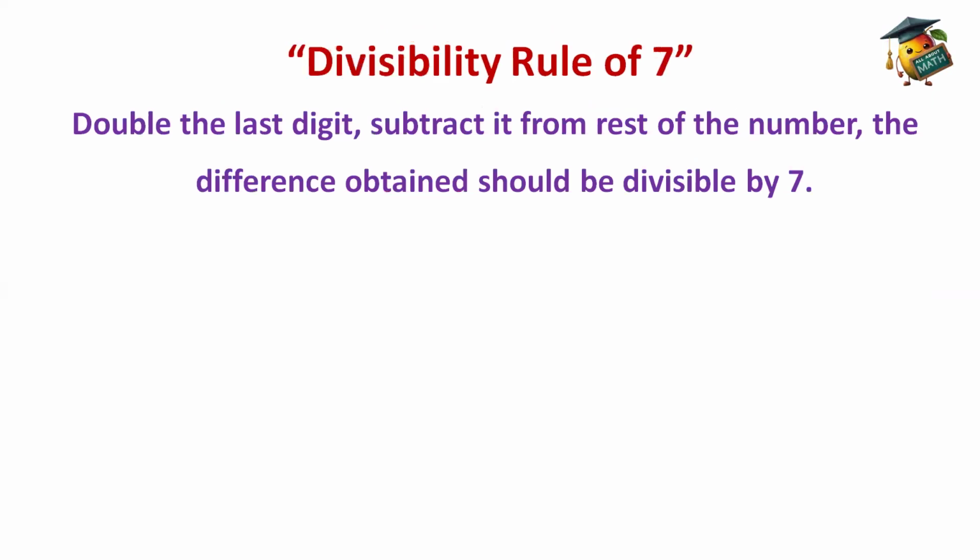Now 7 is a bit tricky. You just need to double the last digit and subtract it from the rest of the number. And the difference obtained should be divisible by 7. Now let's do this with an example.